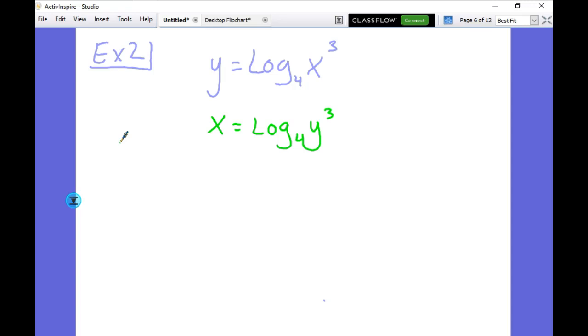All right. So we do want to get y by itself. We're going to exponentiate both sides with what base? 4. Good. All right. What happens on the right side? 4 log.